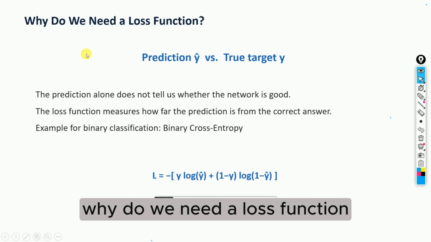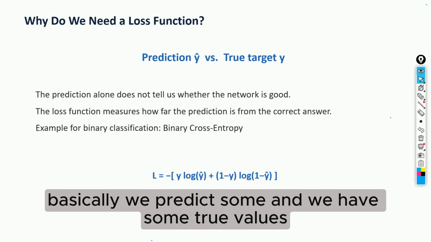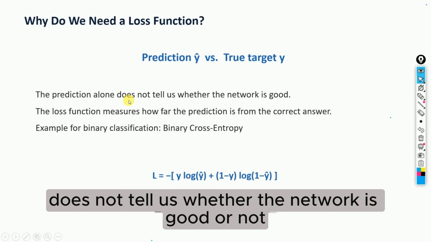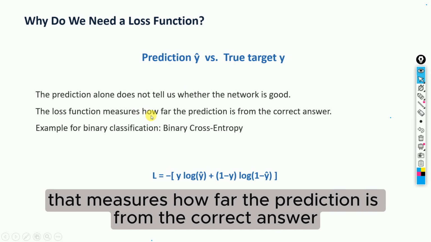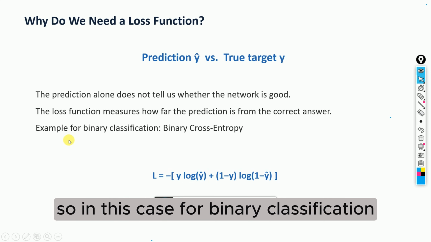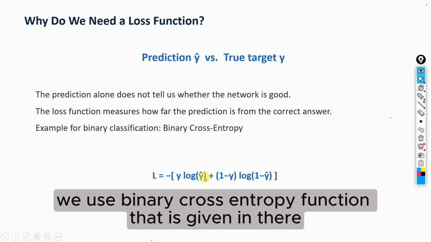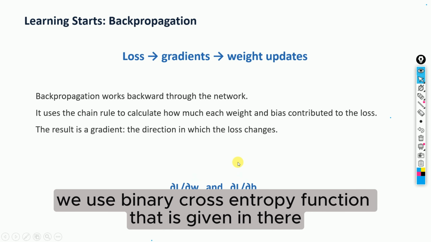Why do we need a loss function? Basically, we predict some values and we have some true values. The prediction alone does not tell us whether the network is good or not. So we compute a loss function that measures how far the prediction is from the correct answer. In this case, for binary classification, we use the binary cross entropy function that is given there.